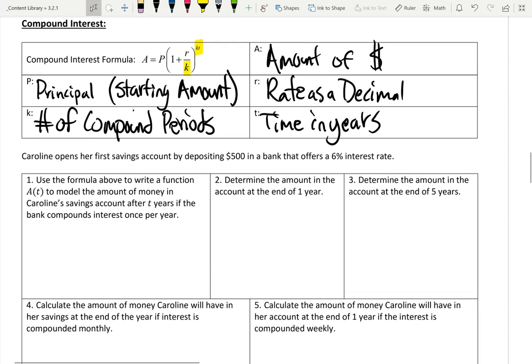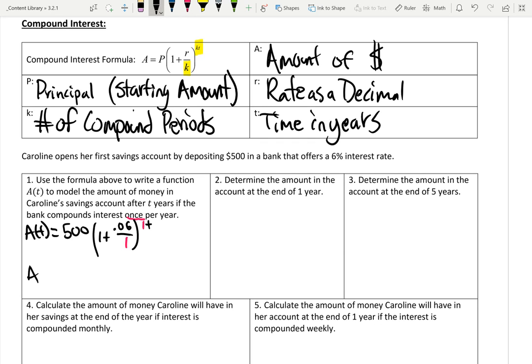So basically, we're going to have to write a formula to model the amount of money in a savings account. When we're modeling a savings account, you have to remember that if we get an answer that is not bigger than how much money we put in, something went awry. So P, the principal, is going to be the starting amount, which is $500. And now I'm going to multiply it by 1 plus the decimal version of 0.06. Now, it's going to be divided by 1 because it's compounded once a year. So nothing fancy. We're going to multiply the exponent by 1.